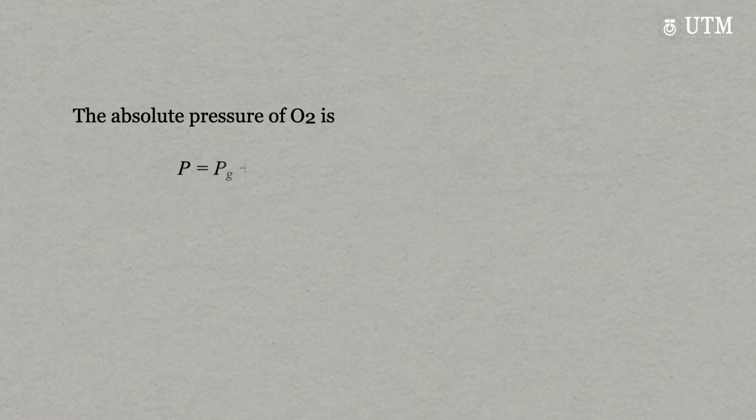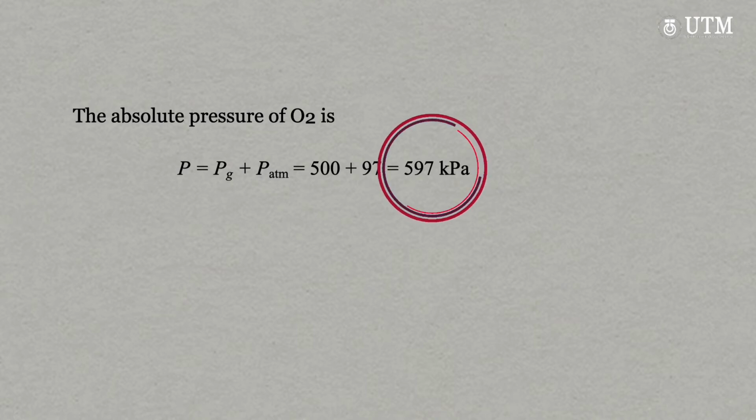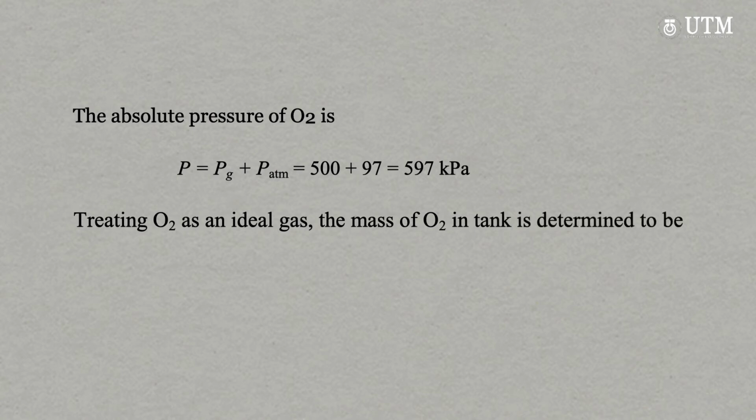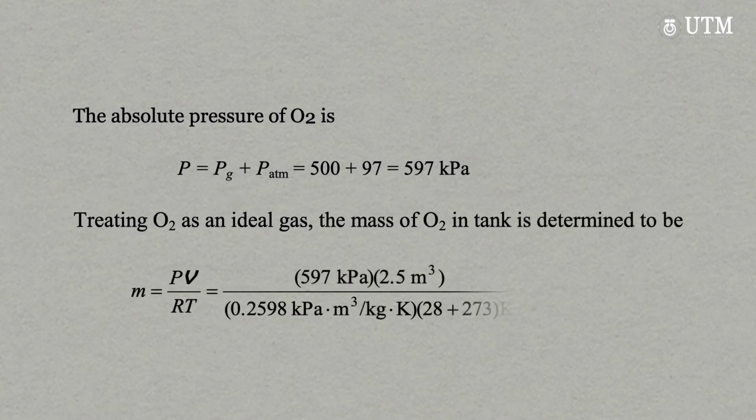This analysis must change the gauge pressure to absolute pressure by adding it up with the atmospheric pressure. Therefore, the absolute pressure equals 597 kilopascals. Based on the ideal gas equation of state, the mass of the oxygen in the tank equals 19.08 kilograms.